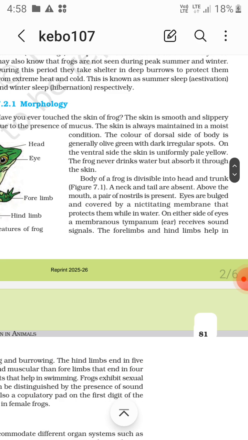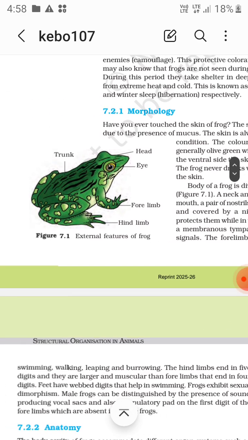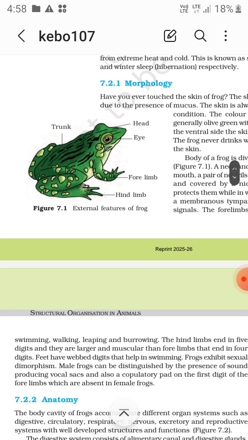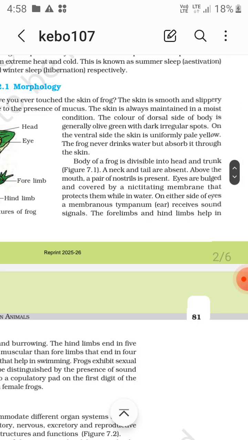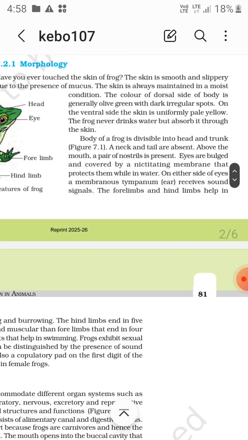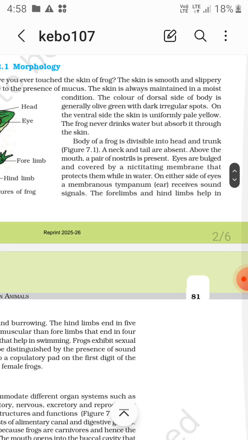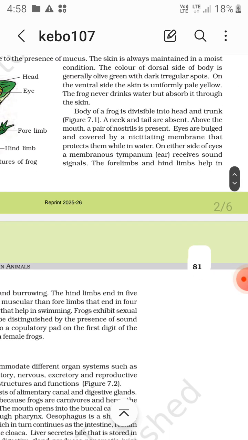The body of a frog is divisible into head and trunk, as you can see in the picture diagram. Head and trunk, right? And then eyes, then forelimb and hind limb. External features of frog. Now, a neck and tail are absent. Above the mouth, a pair of nostrils is present. Eyes are bulged and covered by nictitating membranes that protect them while in water. On either side of the eyes, a membranous tympanum, the ear, receives sound signals.